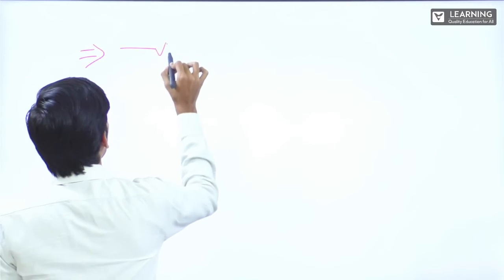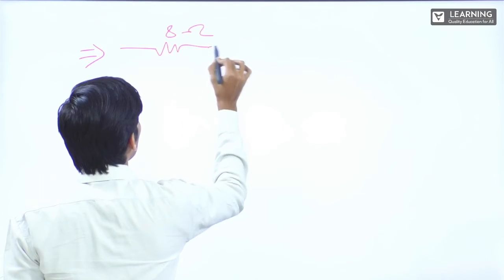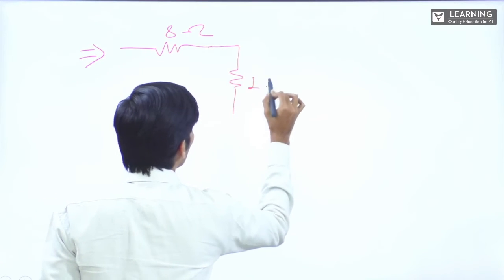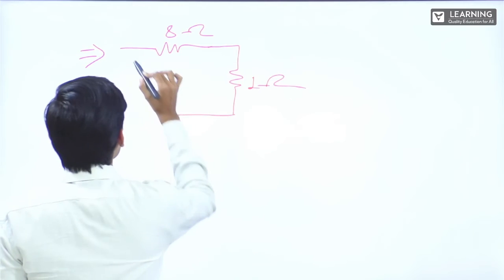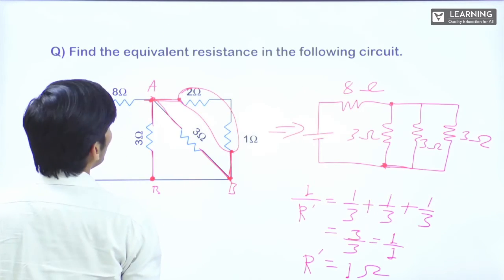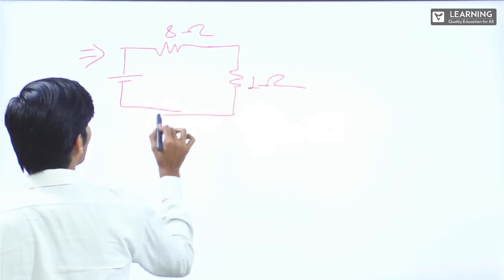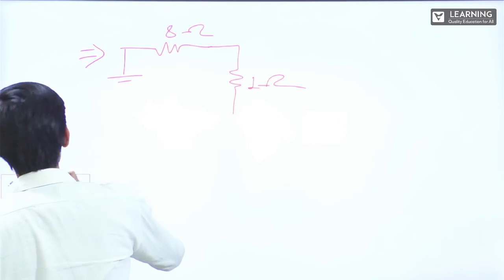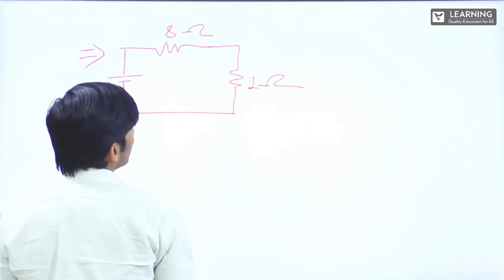So here this 8, this will become 1 ohm. And this is one battery connected. How much is that battery? Oh, they have only asked the equivalent. They did not ask current and all, so there is no need for the potential difference.